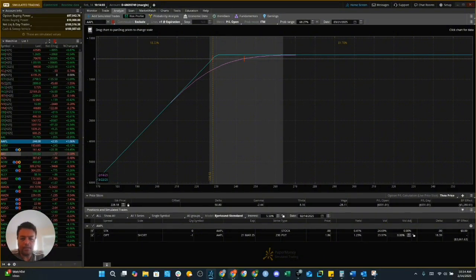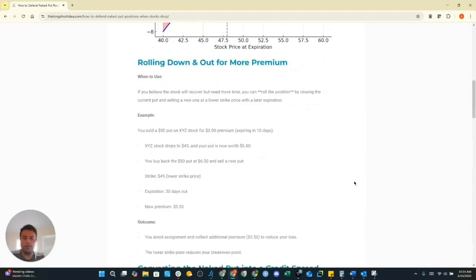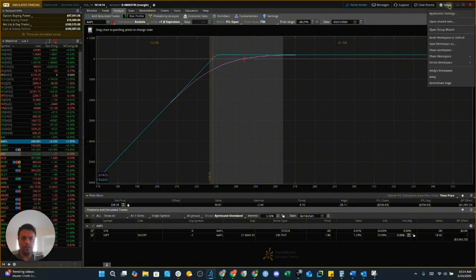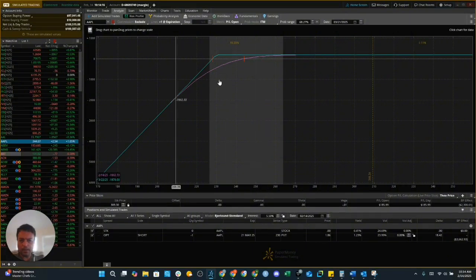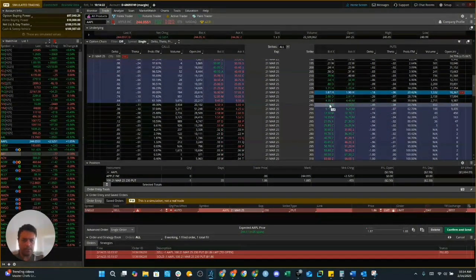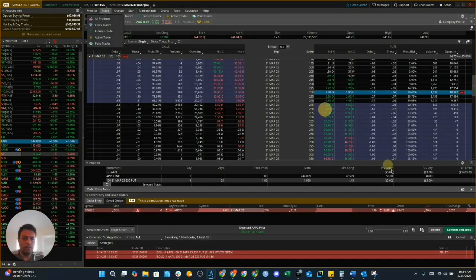Now, how do I defend it? Let's go line by line on what it is that I'm talking about here. So first of all, let's say you sold it at this strike, right? The strike that we picked was like 240. This is the strike price. I think 230. Yes, we picked 230, right? That's good. So now let's say the market drops.